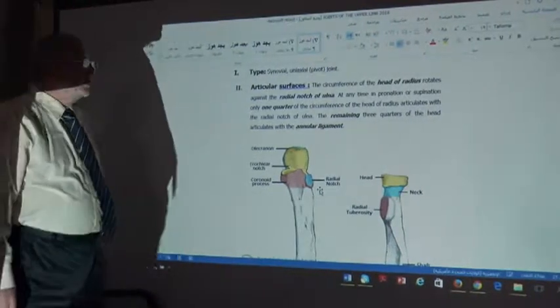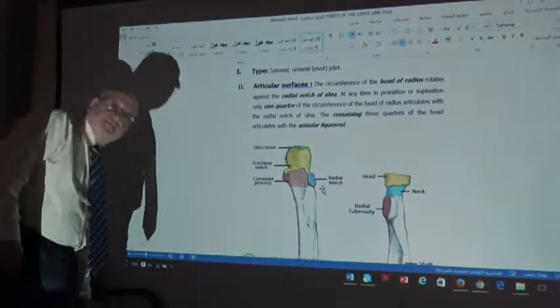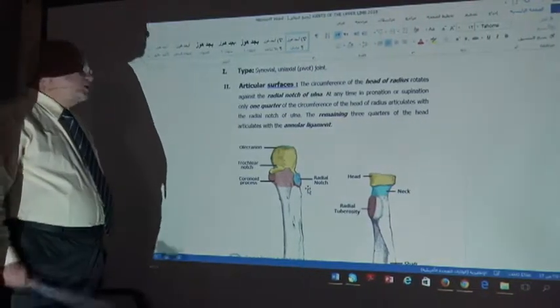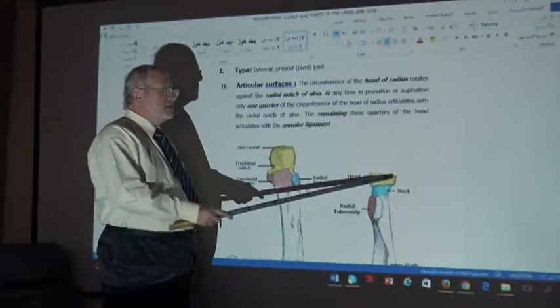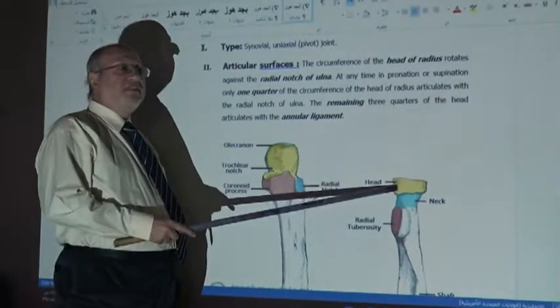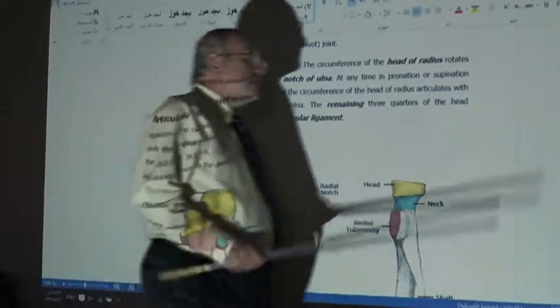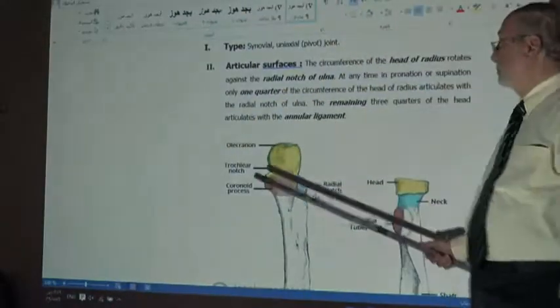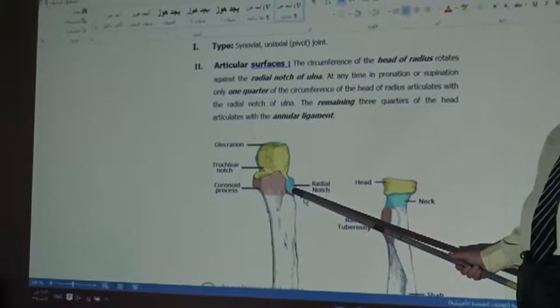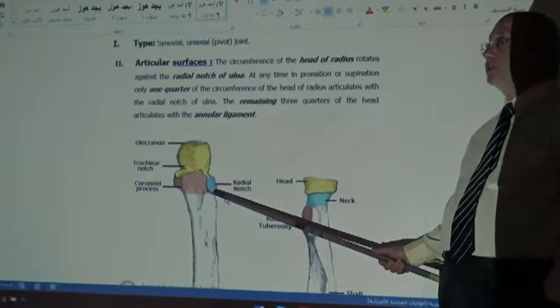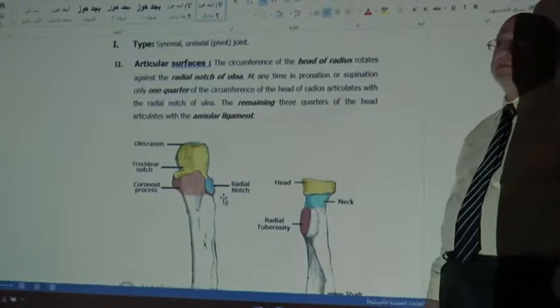So, the superior radioulnar joint. It is the articulation between the circumference of the head of the radius with a notch in the upper part of the ulna, called the radial notch of the ulna.